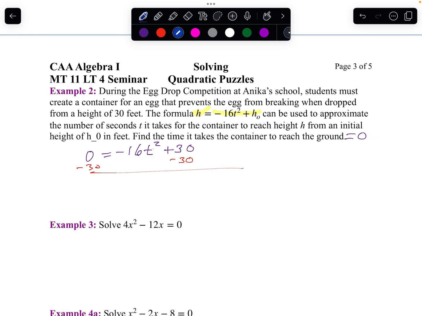And we'll get negative 30 equals negative 16 t squared. Well, divide both sides by negative 16. And since we're doing a real life application, I don't need to put it as a fraction. 30 divided by 16, we get t squared equals 1.875.